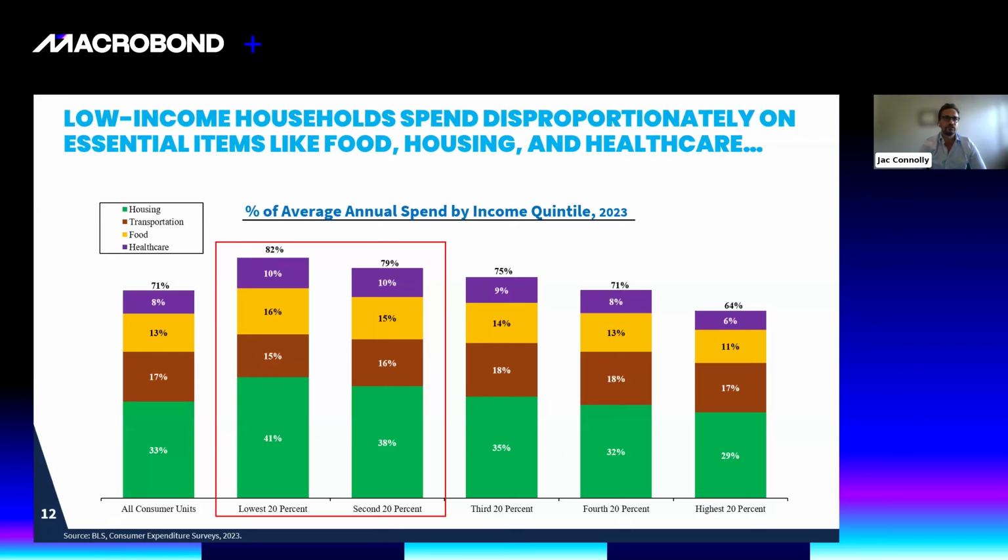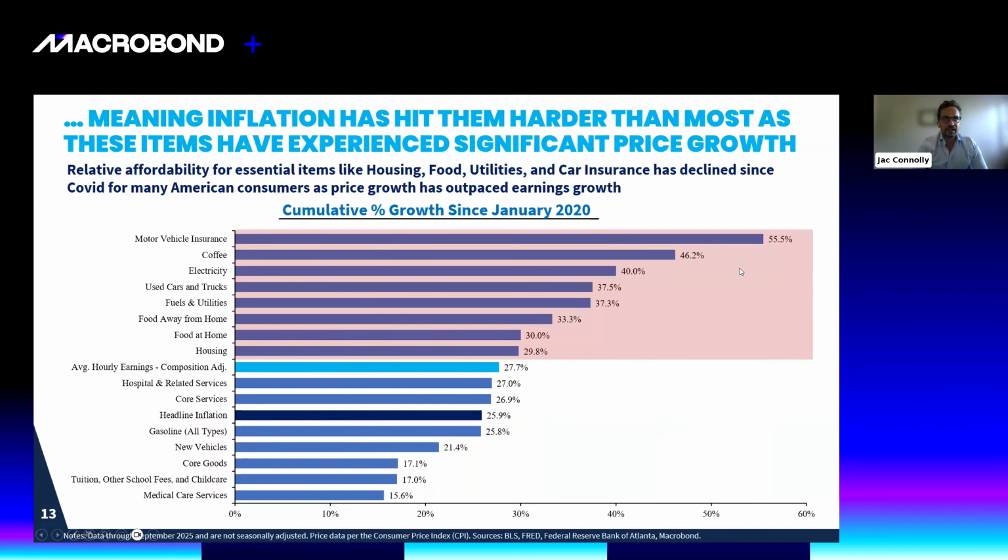If we look at the consumer expenditure survey by income quintile, we can see that the lowest 40% of consumers spend an outsized portion of their annual spend on things like housing, transportation, food, and healthcare, compared to, say, the highest 20%, who only spend 64% on these items versus about 80% for the bottom. What this really means, as Leo's inflation index showed earlier, is that inflation has hit these households harder than most because of the significant price appreciation in these items.